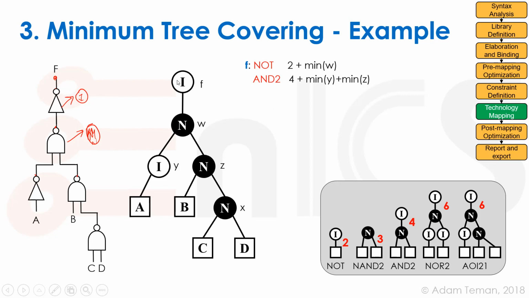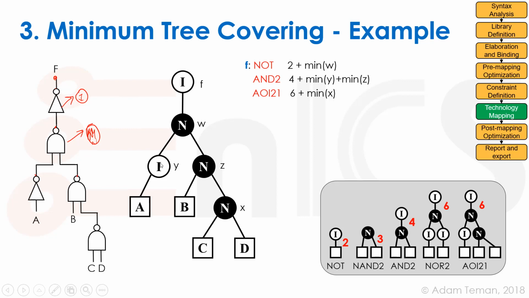An inverter, a NAND gate, one side an inverter, and the other side an AND gate. Look at that. We can use our AOI 2-1 to cover all these 4 nodes. So let's take that into consideration. If it's an AOI 2-1, that gate costs 6.